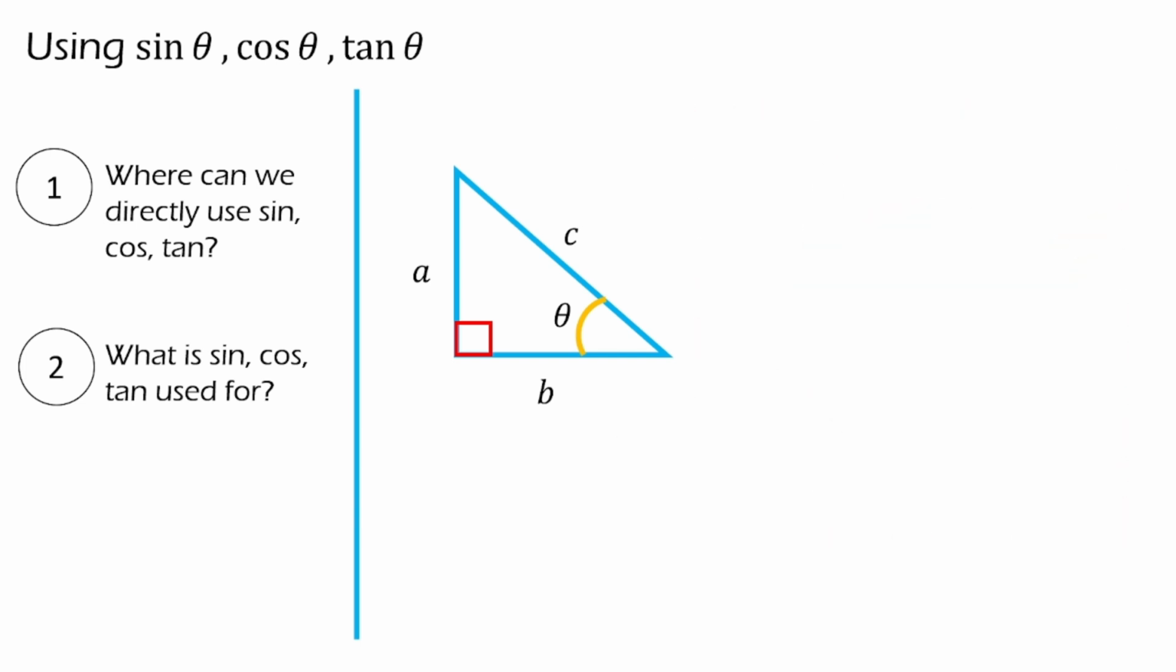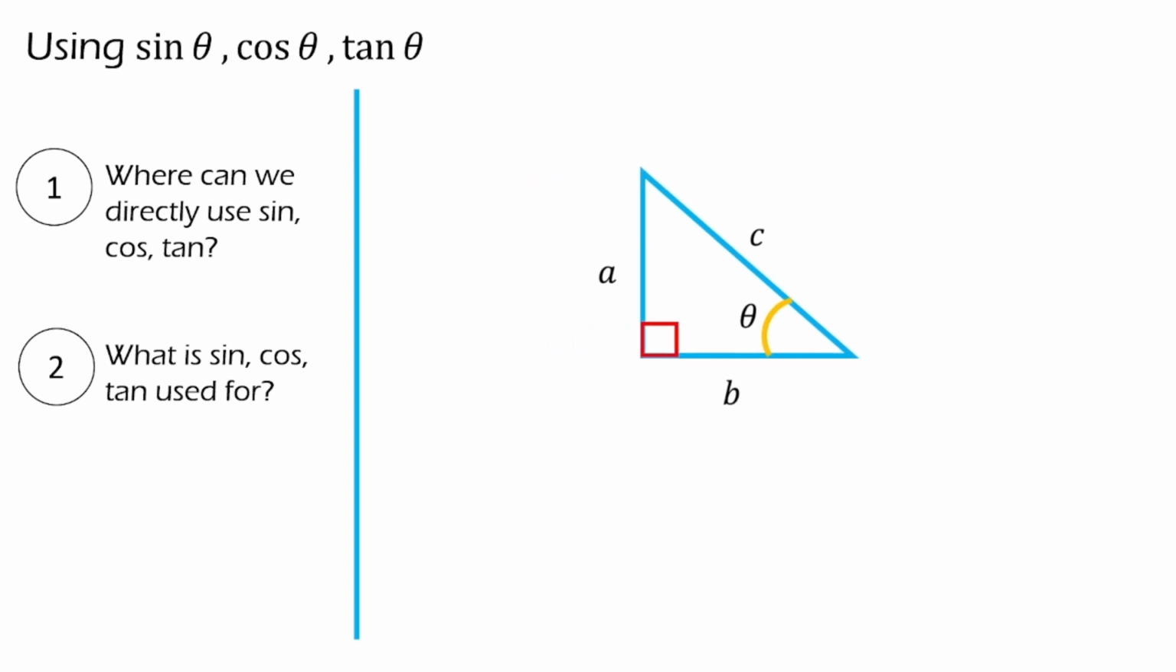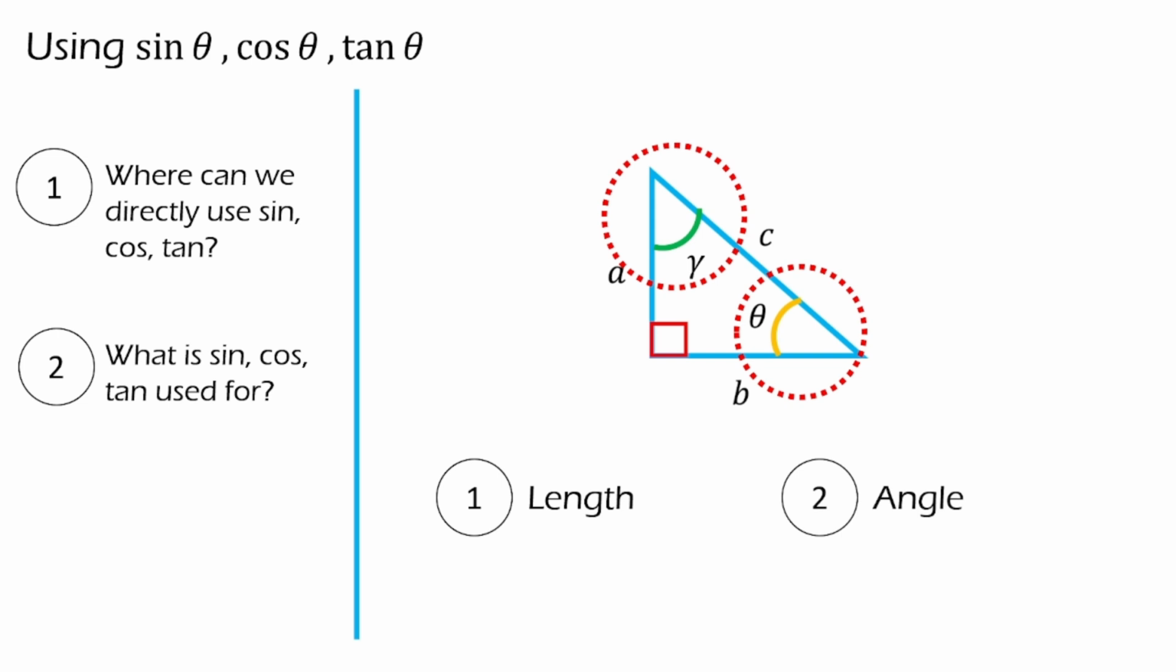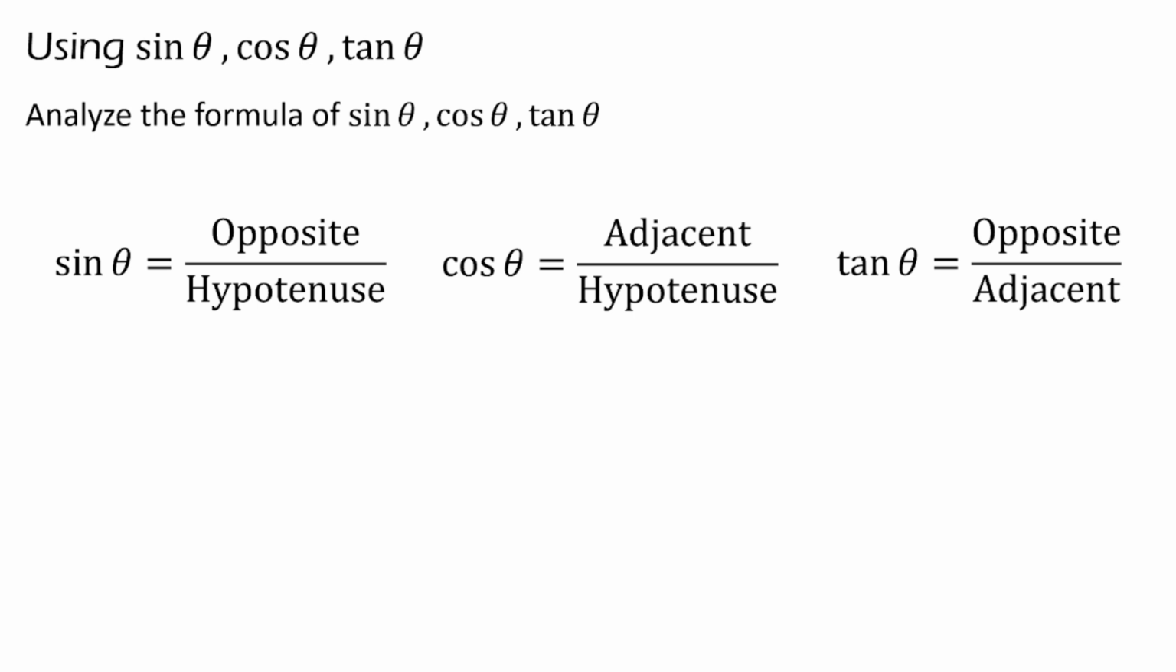Answering the second question now, what is Sin Cos Tan used for? The first, we can use it to find the length. The second one is the angle. Before we move forward, looking at the formula for Sin Cos Tan, we can see that there are a few elements. Let's identify them one by one.